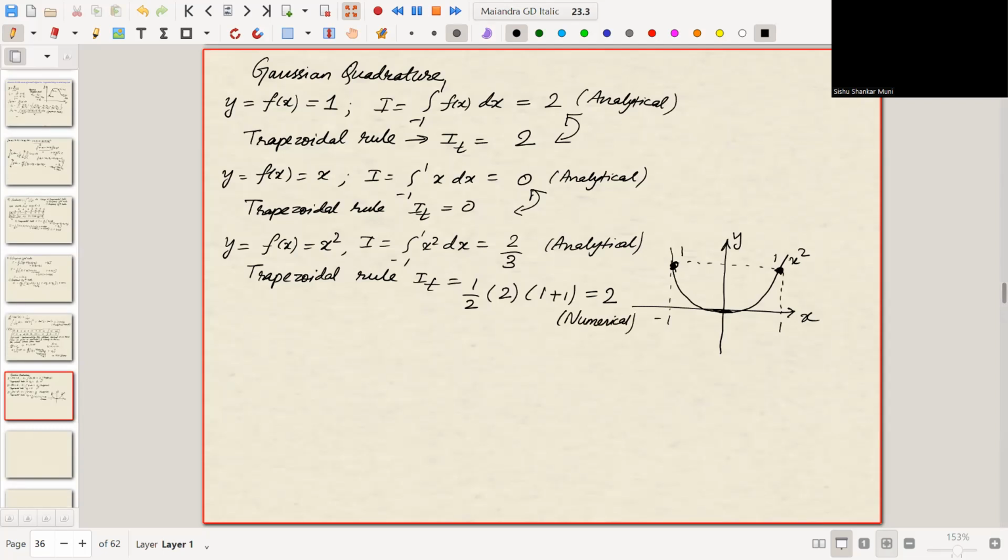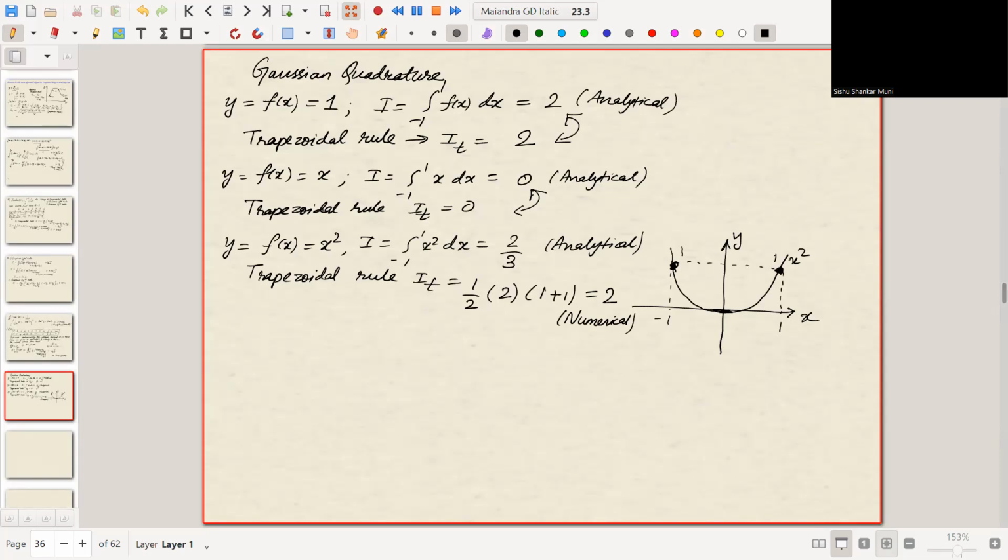How can you see the discrepancy happening? Previously, using the analytical form, you got 2 by 3. Now using trapezoidal, you're getting 2. So now there is something happening, only because your function is non-linear.